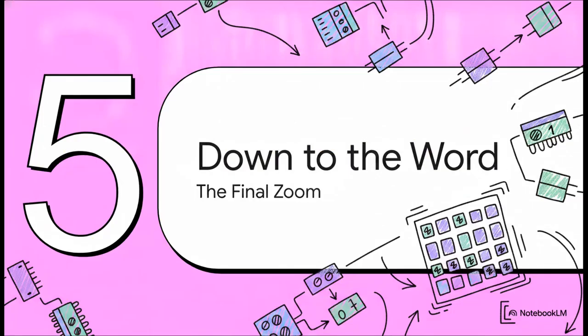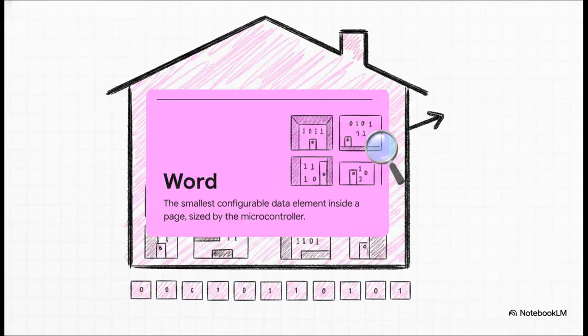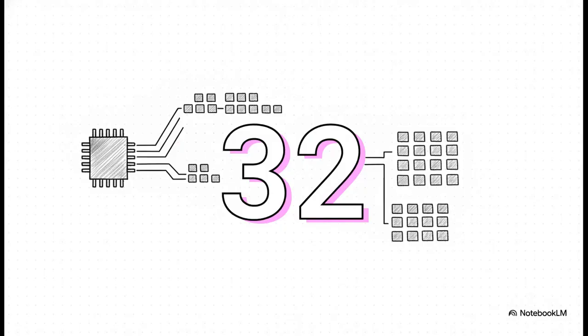All right, part 5, down to the word, our final zoom. If our page is the house, then the word is the individual room inside that house. This is the ultimate final destination for our binary data. It's the absolute smallest configurable data element living inside a page. But here's the kicker. A single word doesn't have one universally fixed size. The dimension of this room totally depends on your specific microcontroller's architecture. Got an 8-bit microcontroller? Your word is 8 bits, or 1 byte. Working with a 16-bit processor? It's 16 bits. And if you're on a 32-bit system, your word is exactly 32 bits.